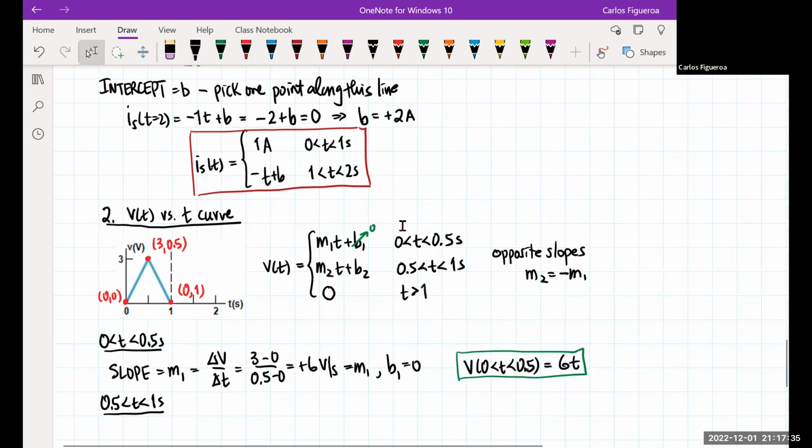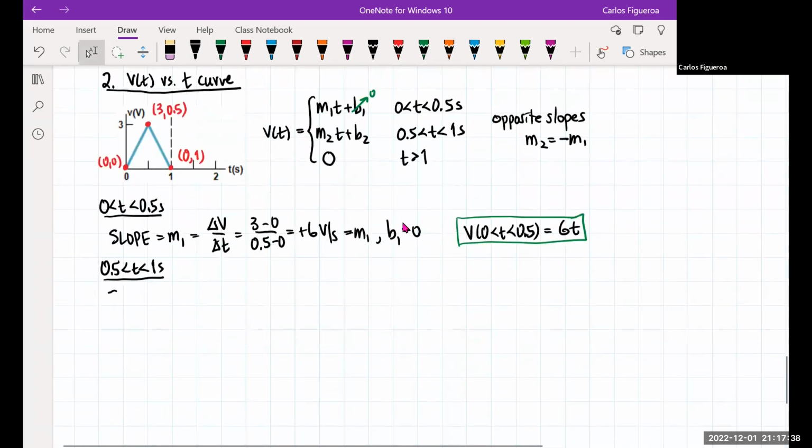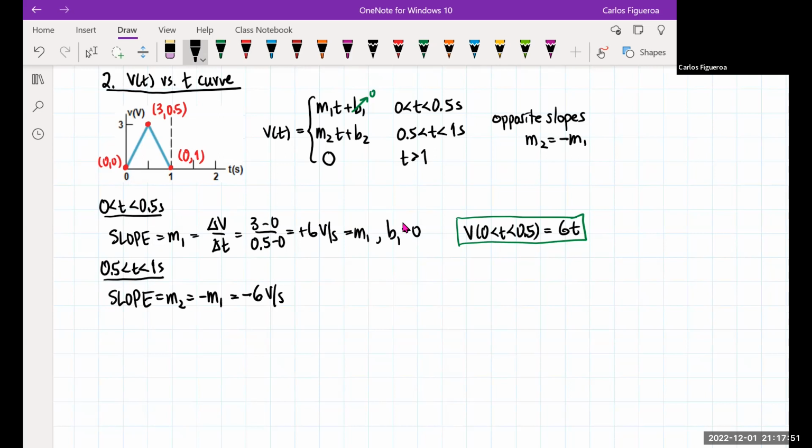We already said that if I look at the slope here, this slope M2 should be minus M1. So we know that this is minus 6 volts per second. So I now know what that slope is. Now I've got to get the intercept. What we did before is that we had to pick 1 point along this line to get B2. So I'm going to pick the easiest thing. I'm going to pick point 1, 0.